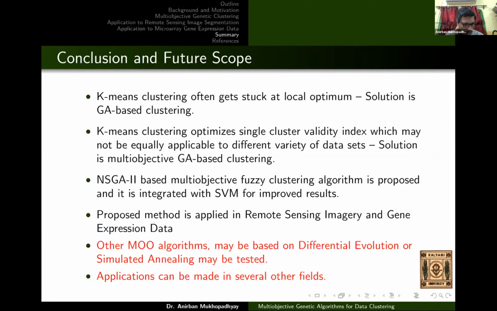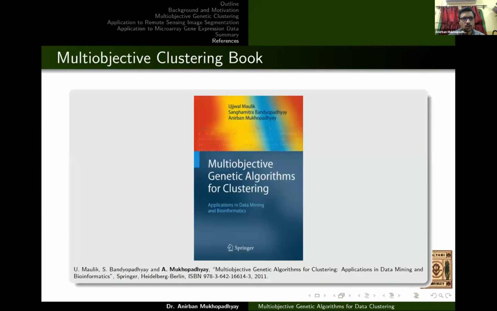Okay, we should conclude now. I think the time is almost over. Our major contribution is to apply this multi-objective genetic algorithm in clustering. Our group was one of the two groups in the world working on this particular problem. We applied this clustering problem and its variants in many different applications, both in data mining and bioinformatics and other fields.